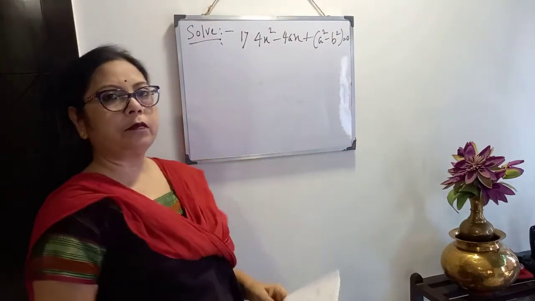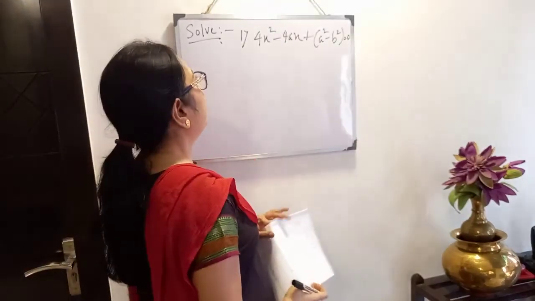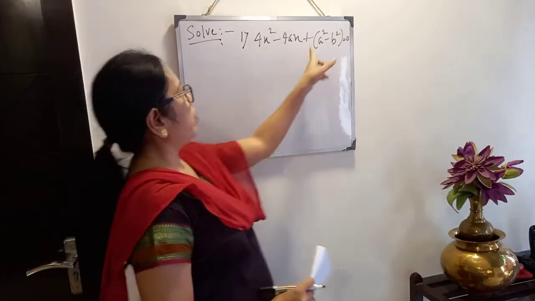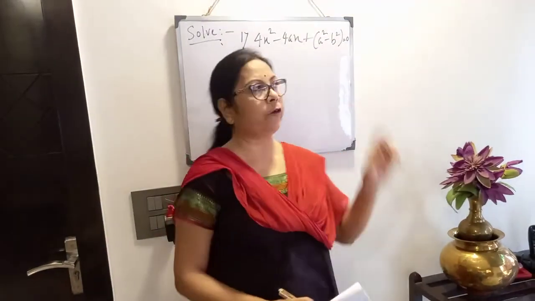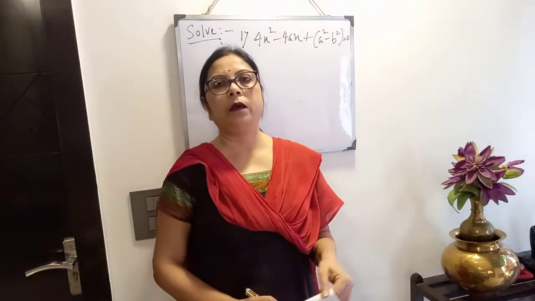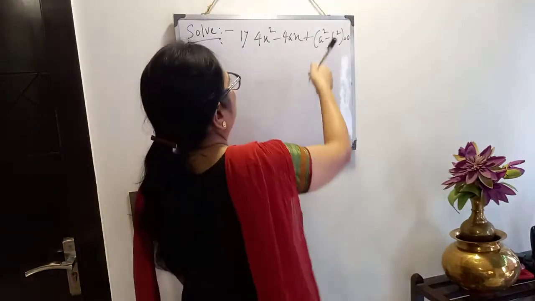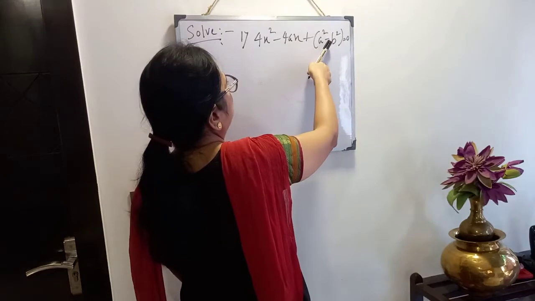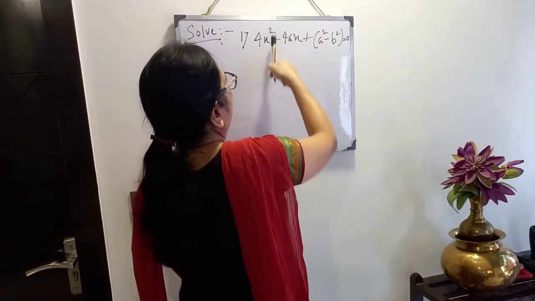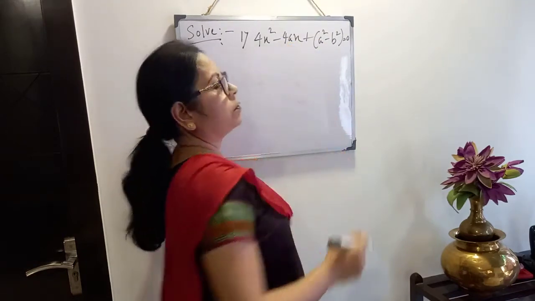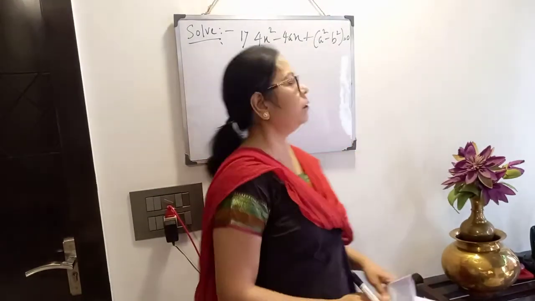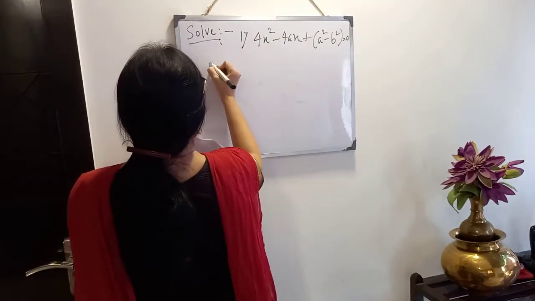It is given this. Clear? So what I will do here: a square minus b square. Since by the factorization method we will solve, a square minus b square we will write as a plus b into a minus b, and then by using a plus b, a minus b and 4 we will bring 4a. This is called the middle term factor. Okay. So next step.